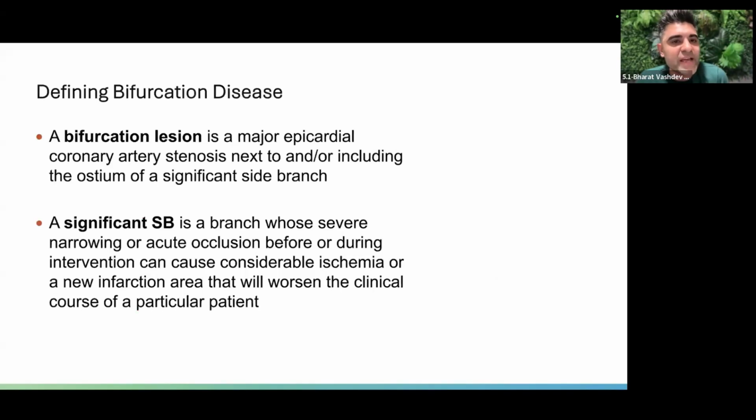So how then do we define bifurcation disease? When you have a lesion in a major epicardial vessel, next to or including the ostium of a side branch, that's considered bifurcation disease. And a significant side branch is a branch whose severe narrowing or occlusion before or during intervention can cause significant ischemia or infarction. So really, anything that you think can cause pain, ischemia, or infarction to the patient is deemed a significant side branch.